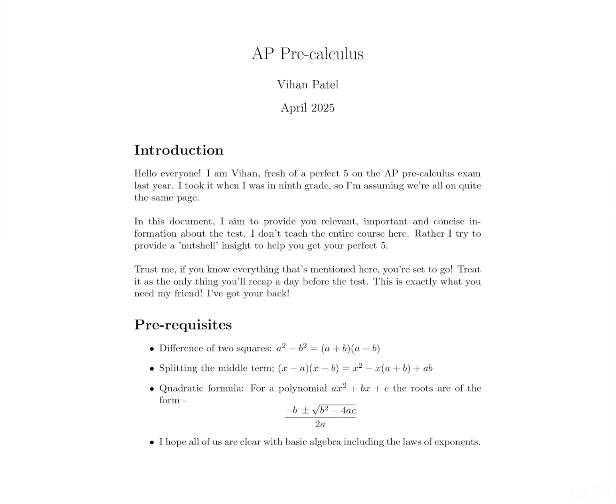Now, here are some things I hope you already know. We have the difference of squares, which is a square minus b square, which is a plus b times a minus b. There are two ways you can find the roots of a quadratic equation. One is by splitting the middle term, and the second is the general quadratic formula. Now, 95% of the times on the AP test, you will be asked to find the roots using splitting the middle term, which I think is more than enough. You should be thorough with this.